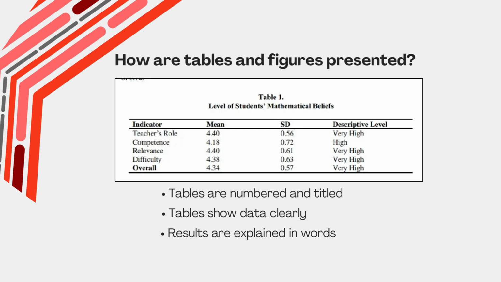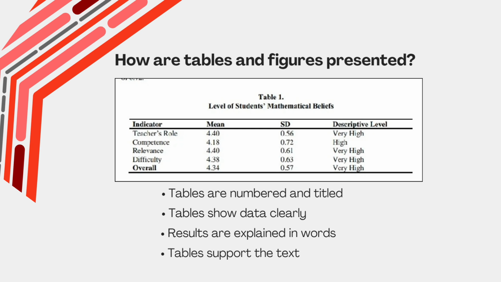So next, after each table, the results are explained in words. The writer includes a short paragraph to explain what the numbers in the table mean. This explanation helps readers understand the data more easily, especially if they are not familiar with statistics.